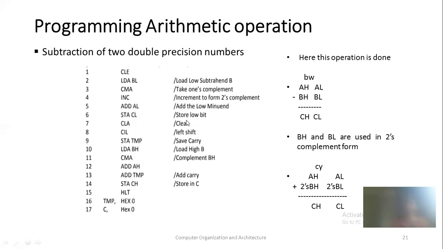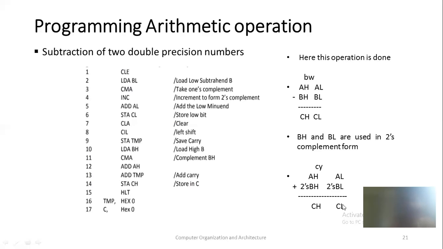Okay, so for this operation, first we will clear the E flag, so that if any carry is generated in our operation, it should be stored over there. Otherwise, if it was 1 in a previous operation, it will remain 1. Okay, so we have to clear it first. So by using the CLE instruction we will clear your E flag or your carry flag.